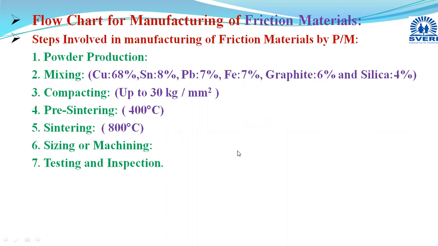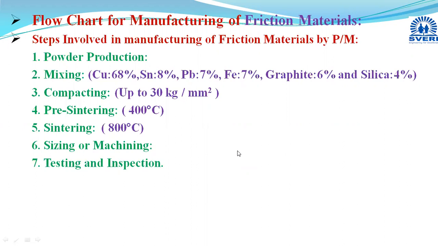Now we cannot get all these properties with one or two materials or one or two powder particles. So several powders are required here, approximately 5 to 6 powders we are taking, so that we get a product which will provide all the characteristics required in the friction material.